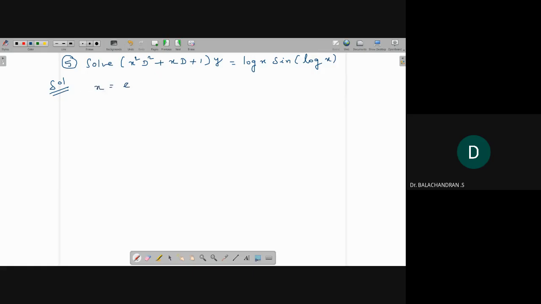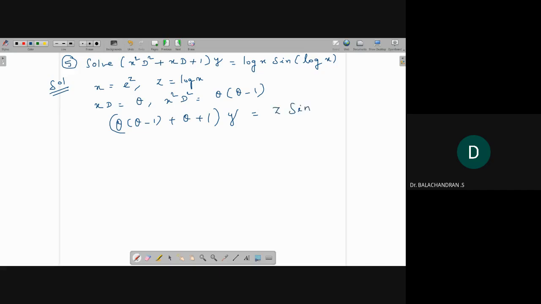x is equal to e^z, z equal to log x. xD equal to θ, x²D² equal to θ(θ − 1). Now x²D² is θ(θ − 1) plus xD is θ, plus 1, into y equal to log x, which is z, into sin z. So θ² − θ + θ, the θ gets cancelled.